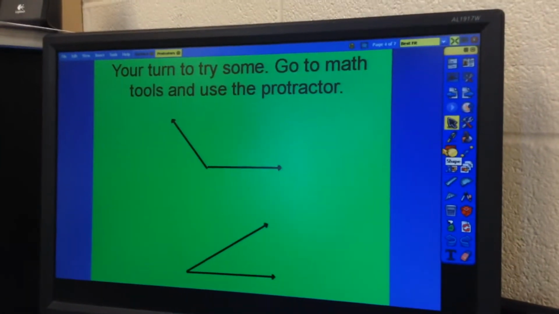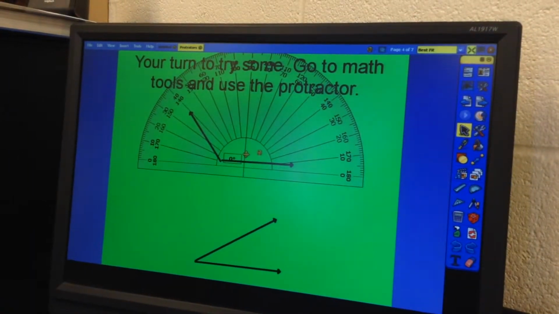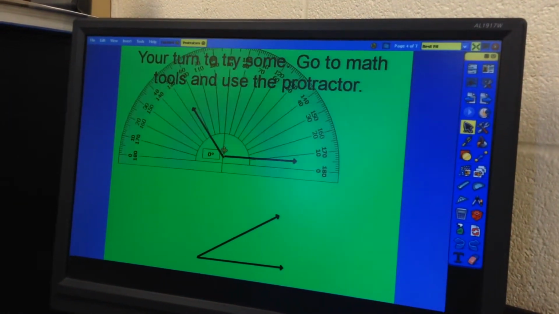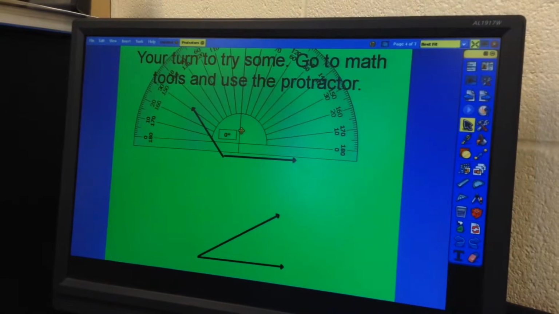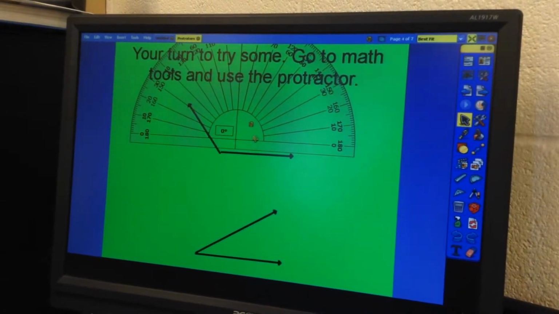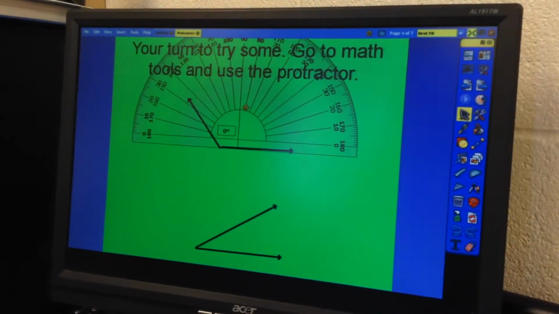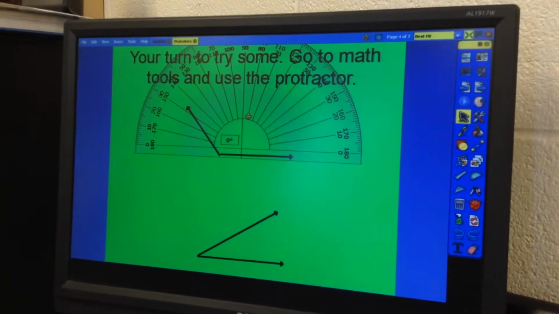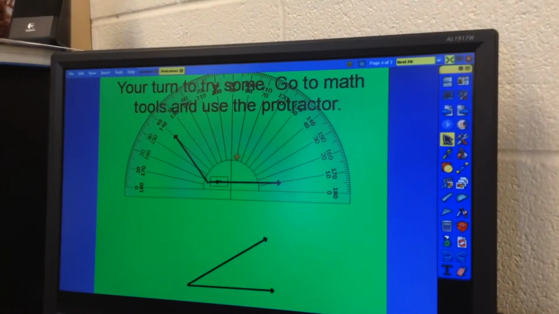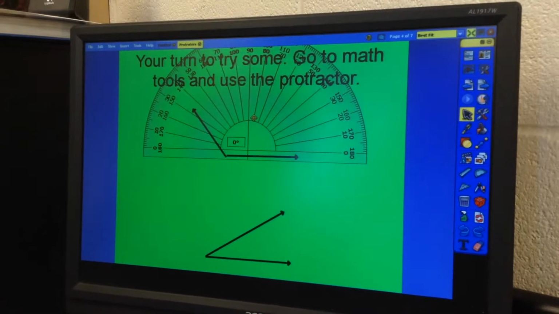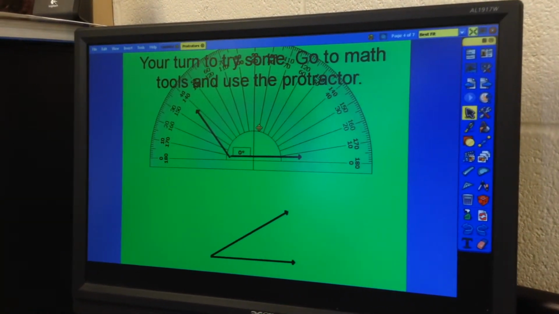Now we're going to choose our protractor, and we're going to move it. When we measure with a protractor, we want to put our baseline right on the baseline. And like Goldilocks, we don't want to be too high or too low. Now I'm too high, now I'm too low, now I'm just right.